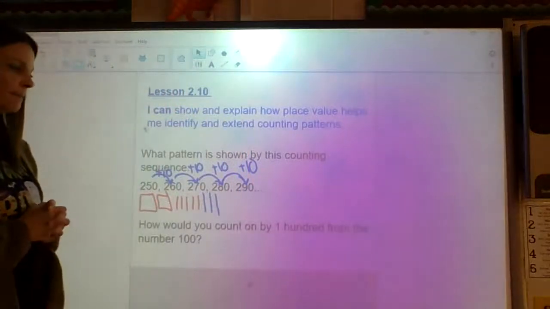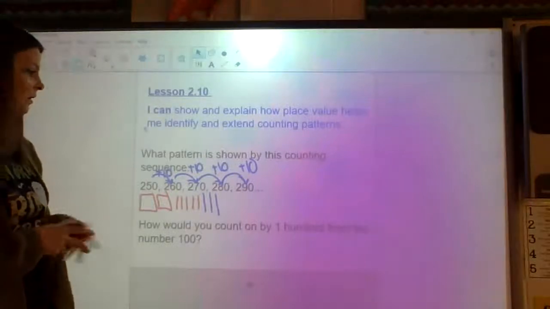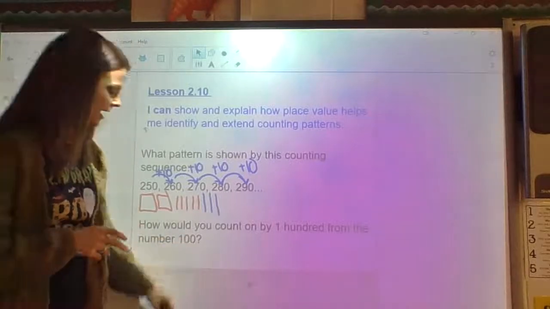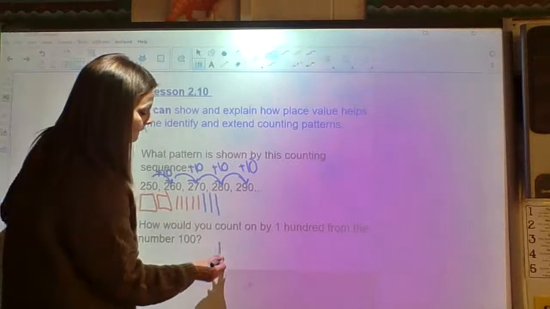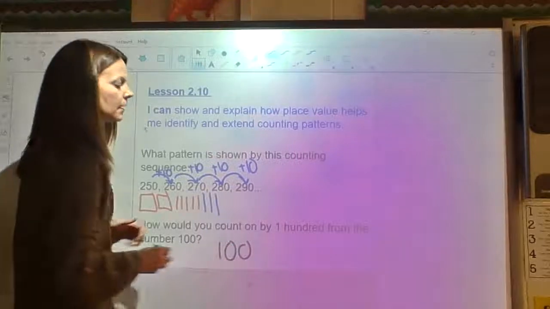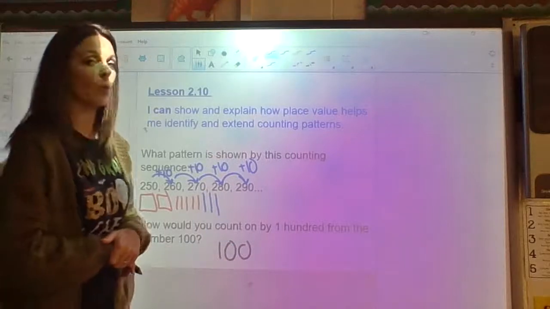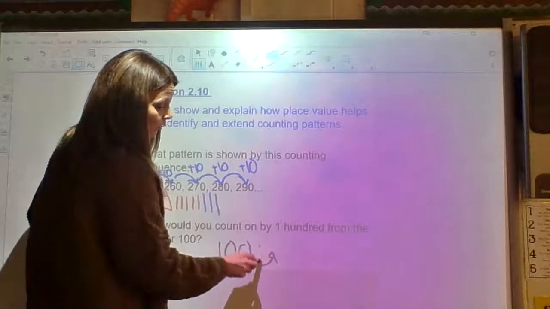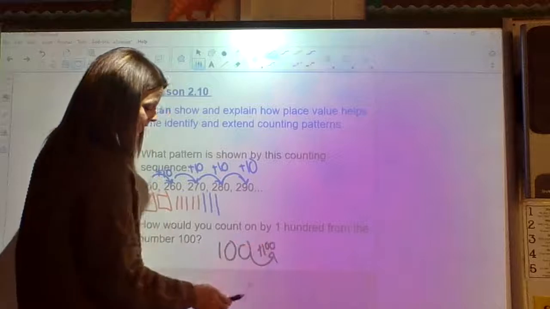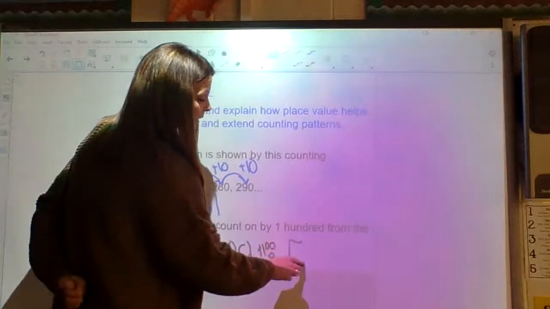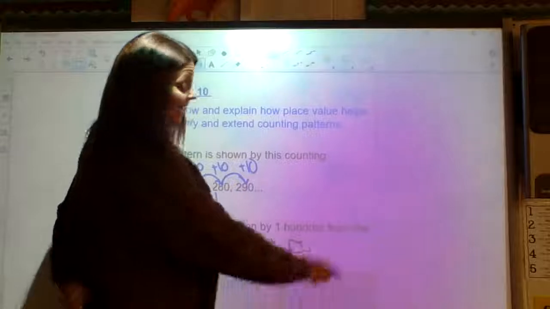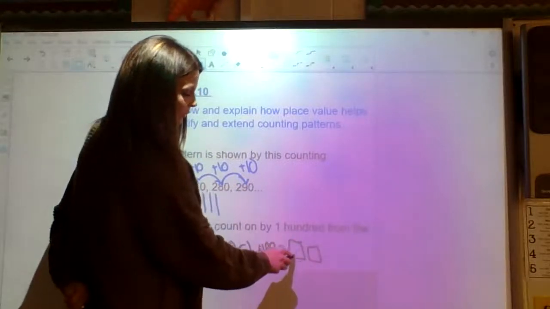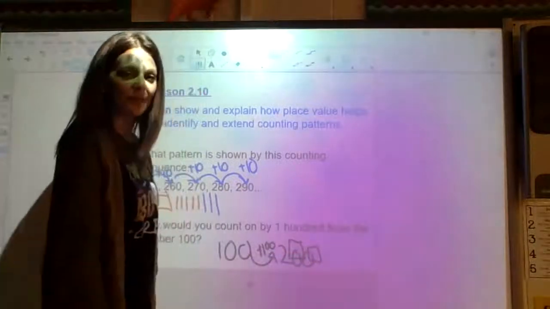How would you count on by 100 from the number 100? Think about that. If I start at 100, how would I count on by 100? So if I'm going up 100, let's think of our blocks. I had 100. I'm going to add on 100. So now I have 200. Great job, friends.